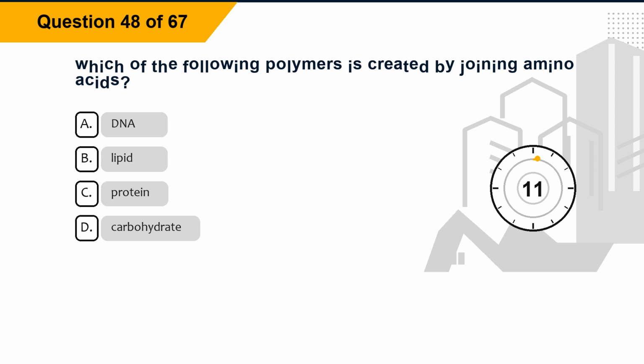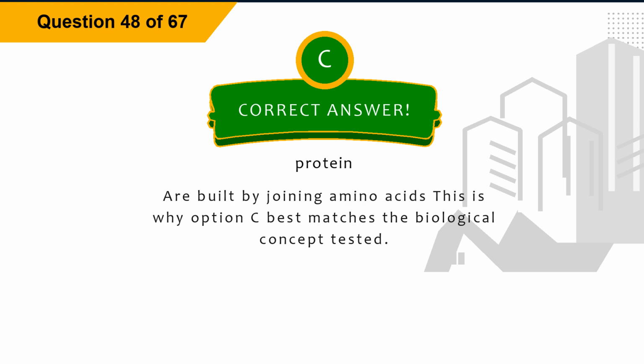Question 48. Which of the following polymers is created by joining amino acids? Option A, DNA. Option B, lipid. Option C, protein. Option D, carbohydrate. The correct answer is option C, protein. Explanation: proteins are built by joining amino acids. This is why option C best matches the biological concept tested.